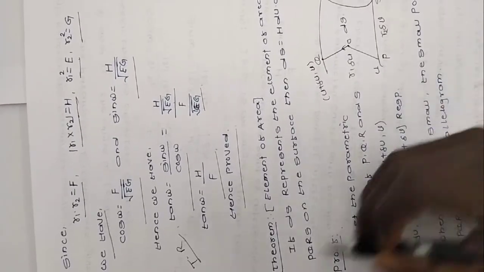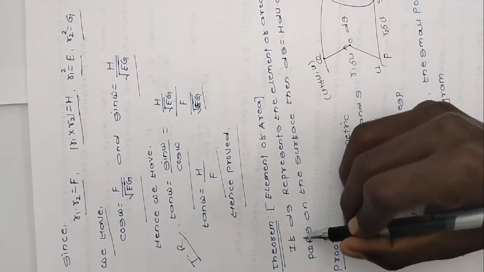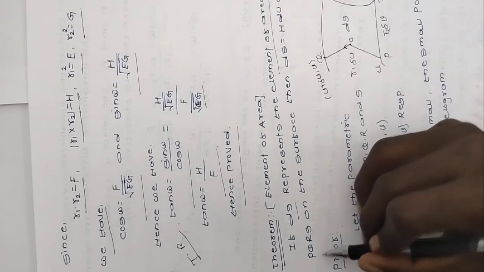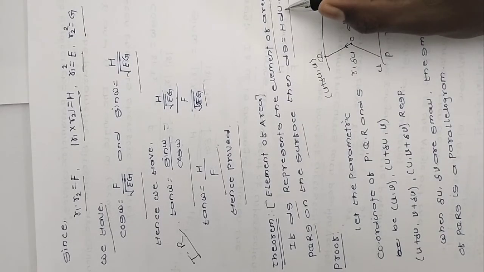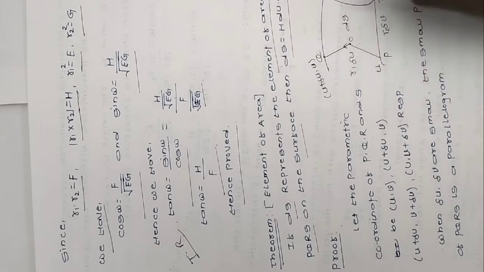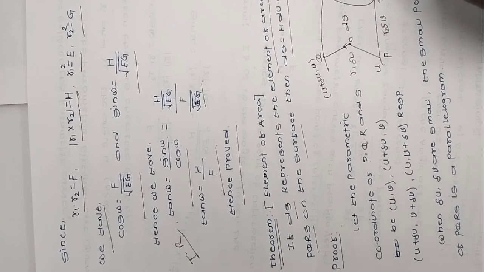Next theorem, that is the element of area. So theorem statement: if dS represents the element of area PQRS on the surface, then prove that dS is equal to H du into dv. So this is a diagram, the total dS area, it represents PQRS.